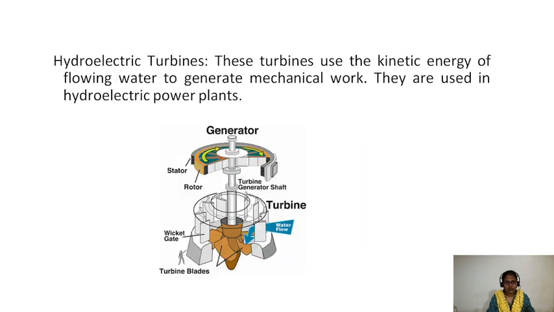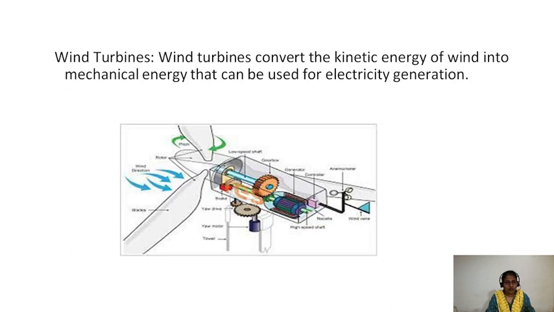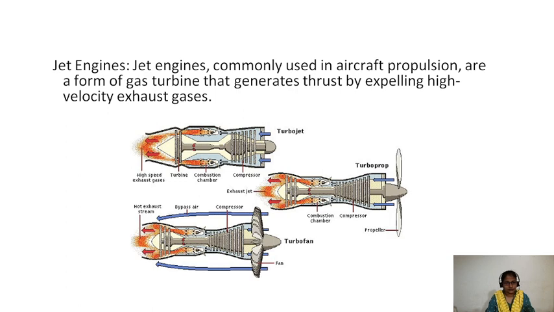Coming to the hydroelectric turbines. These are the turbines which use the kinetic energy of flowing water to generate mechanical work. They are mainly used in hydroelectric power plants. Coming to the wind turbines, as the name suggests, they convert the kinetic energy of wind into mechanical energy. They are also used for electricity generation. Coming to the jet engines. Jet engines are a form of gas turbine that generates thrust by expelling high velocity exhaust gases.